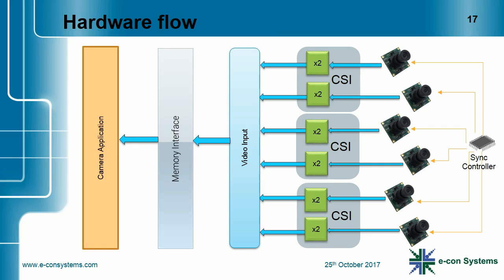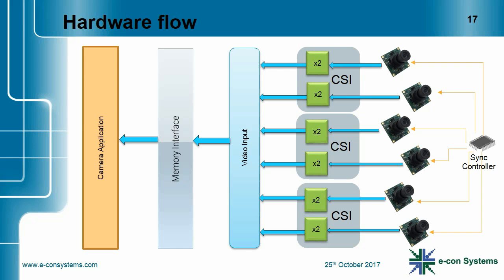This is the hardware flow of data from the cameras to the end user, and as you can see, the 6 cameras are connected to the different CSI blocks in the TX2 processor. There are 3 CSI blocks in the TX2, and each individual block can be configured as either a 4-lane block or 2 separate 2-lane blocks.